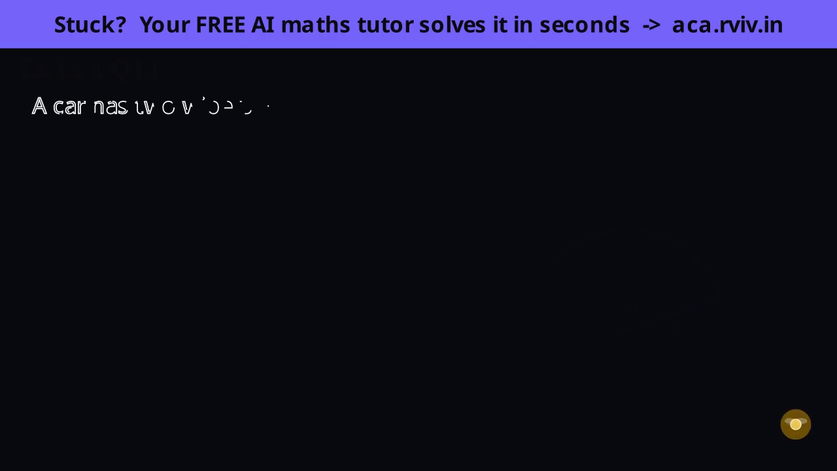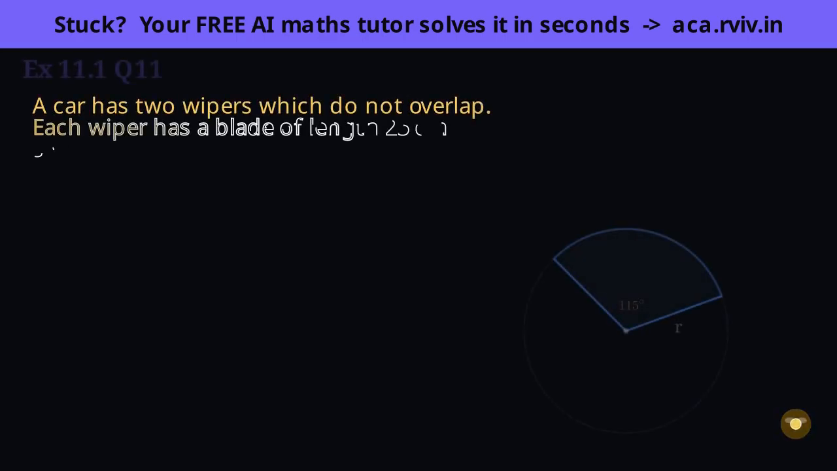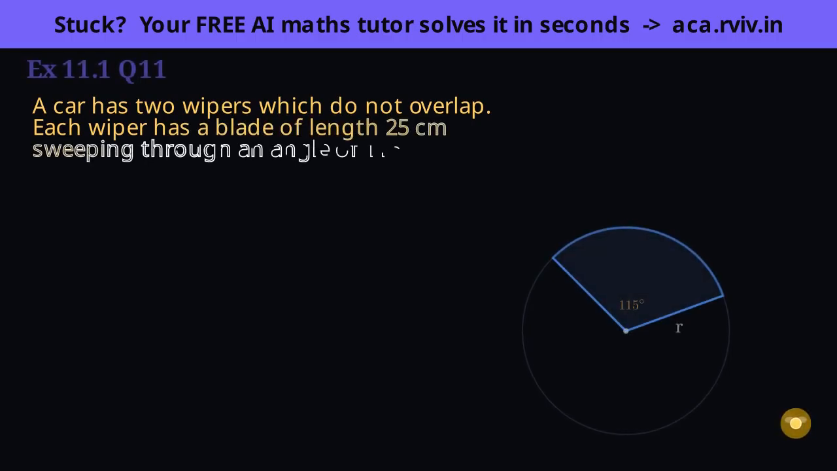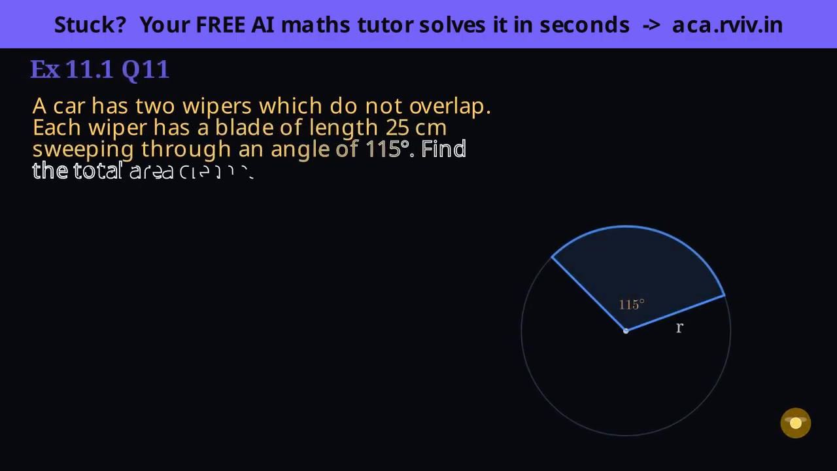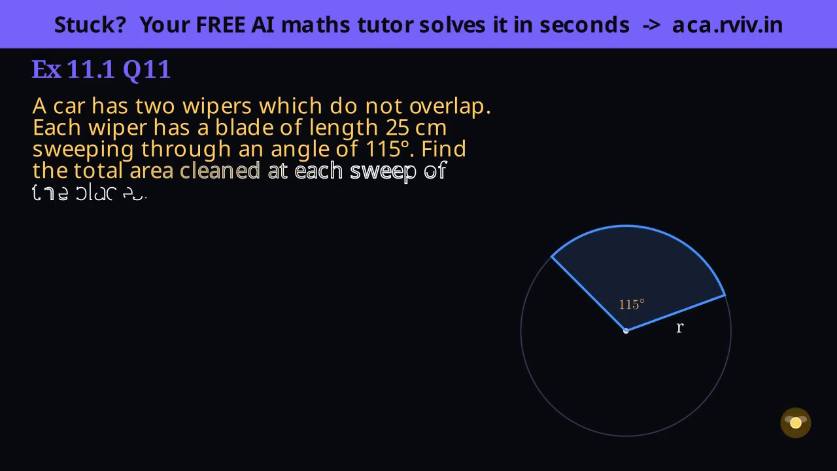Each wiper blade is a radius sweeping an arc, so it cleans a sector. 2 blades, and, this is the crucial phrase, they don't overlap, so we can safely just double one blade's area.